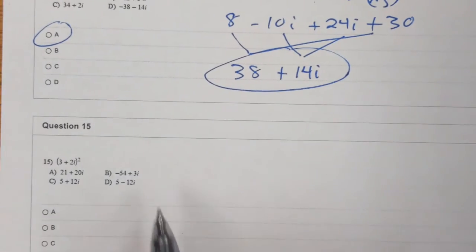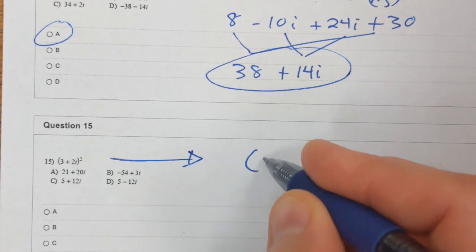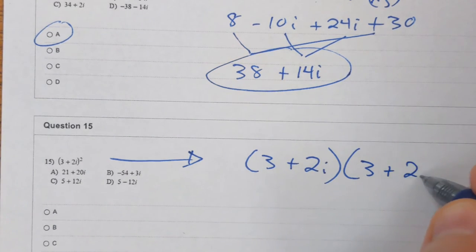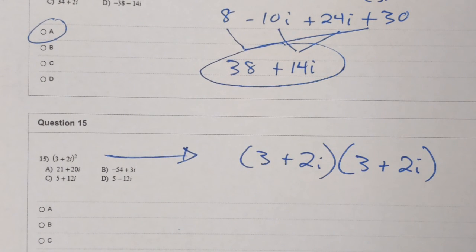And then here, if you ever have like a 3 plus 2i squared, this actually has to be FOILed. We would write this out as 3 plus 2i times 3 plus 2i, and we're going to do the same thing. We're going to do the FOIL method to get that final answer.